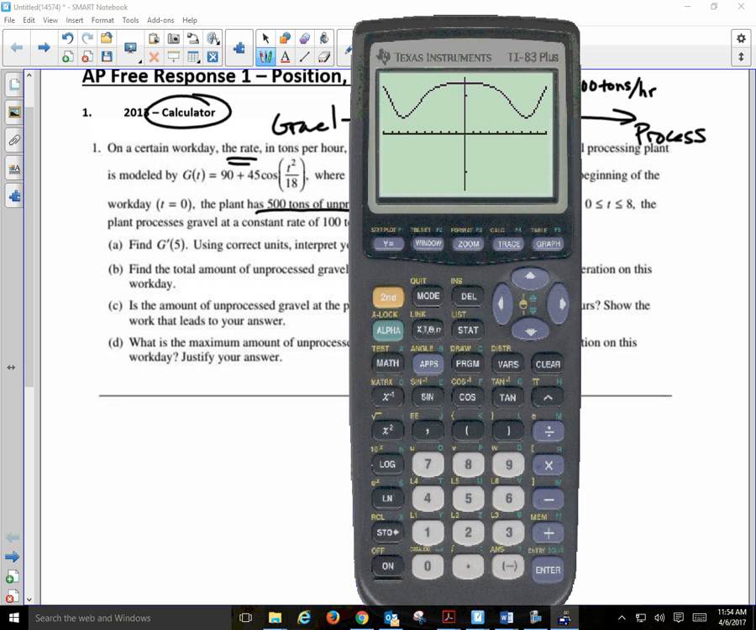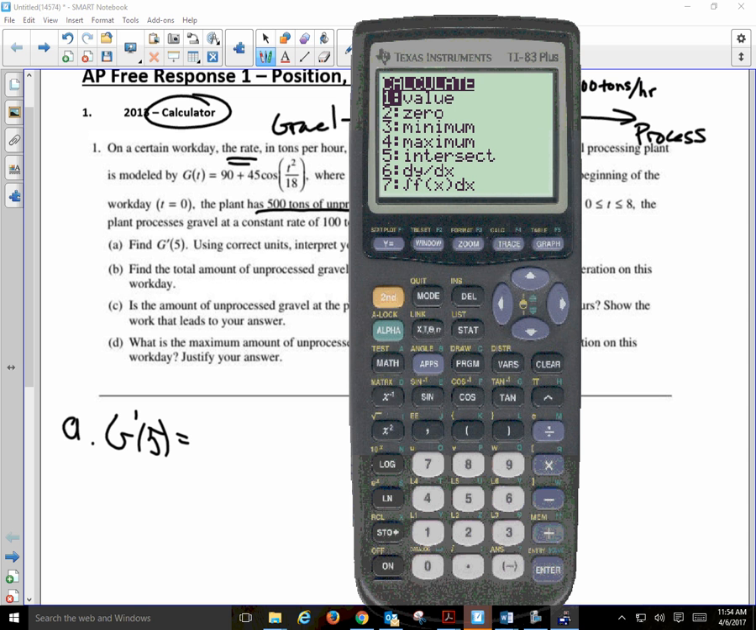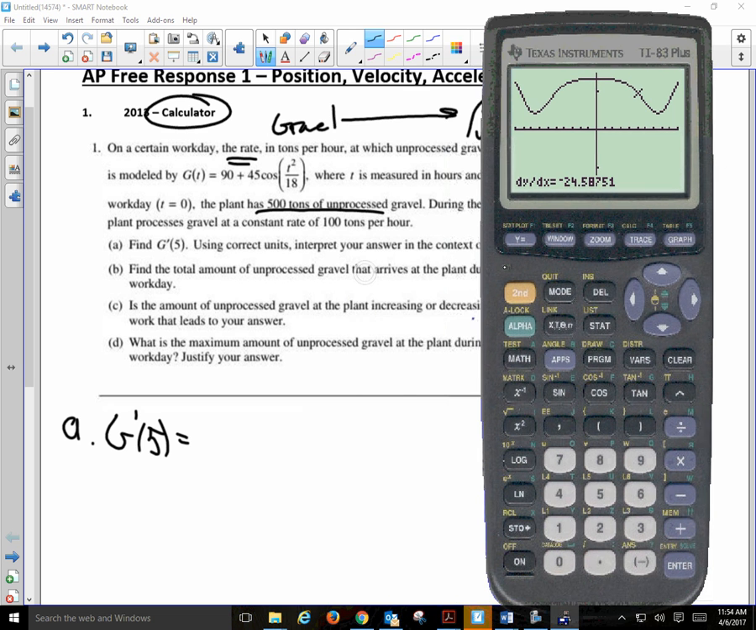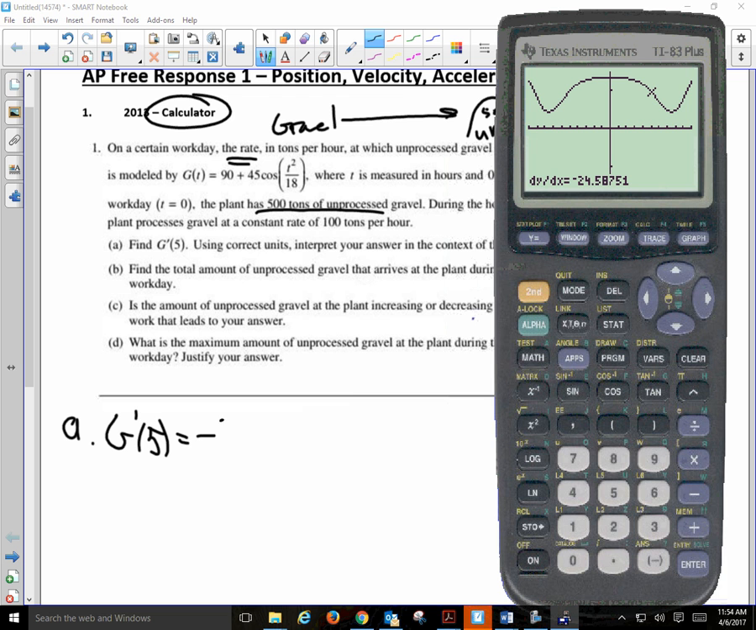So I'm going to do part A, which is g prime of 5 is equal to, how do I find that on my calculator? Second calculate. 6 is the derivative. Whoop, that didn't work too well. Calculate number 6, and what is the spot at which I'm evaluating the derivative? So I press in 5, you have to go to 3 decimal places. So negative 24.588.